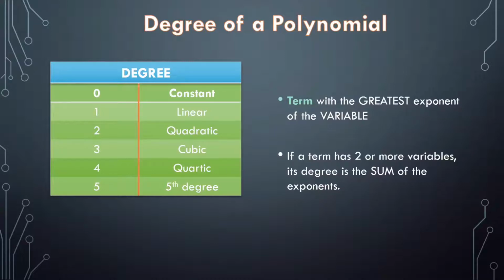But this is very important to jot down, so if you need to pause, you can. If a term has 2 or more variables, its degree is the sum of the exponents. That might sound like a lot, but we're going to go and do that. So just bear with me. Pause at any time if you need to write things down because it's moving too fast.